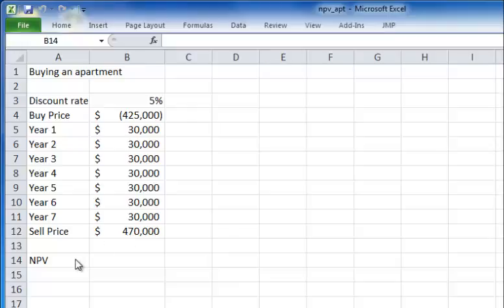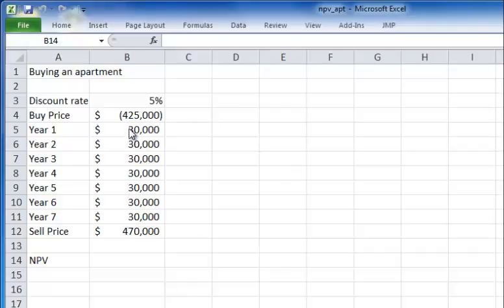Before we talk about the NPV function itself, there are a couple of things to keep in mind. First of all, this NPV function assumes the cash flows happen at regular intervals. So if your cash inflow and outflow don't happen at regular intervals, you need to use another function called XNPV.